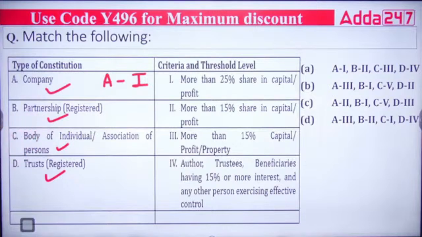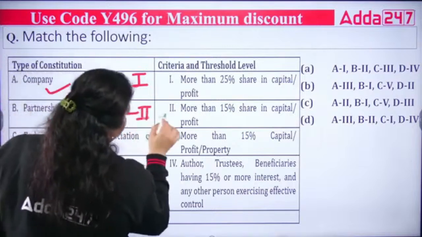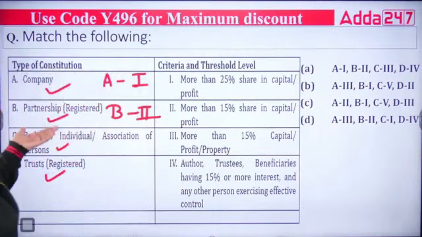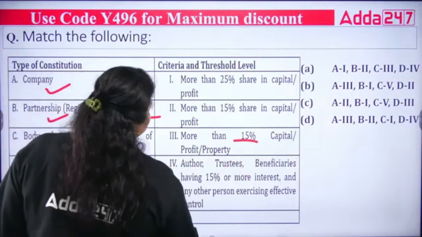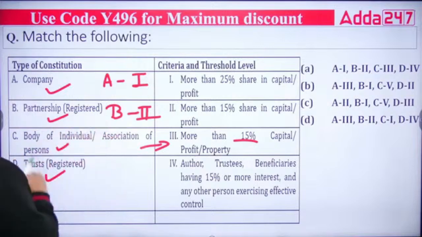Second we are talking about what? Partnership. And the partnership is actually more than 15% of your capital or profit, and it is written in front of it. Body of individual, association of person, again it is more than 15% of the profit or property, because you're talking about a body of individual or the association of person.